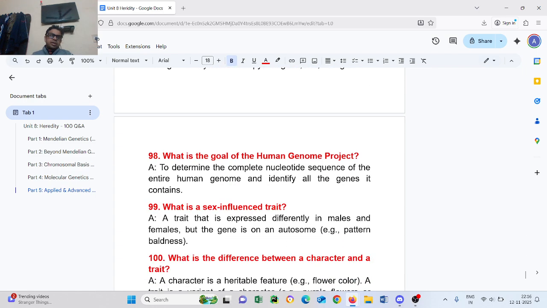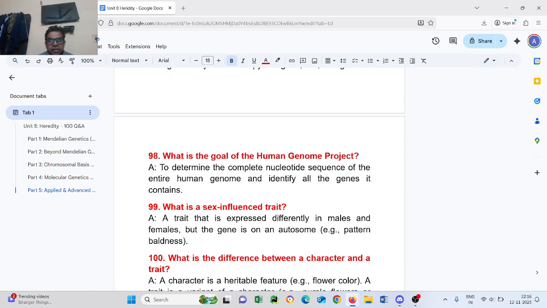Question number 99. What is a sex-influenced trait? A trait that is expressed differently in males and females, but the gene is on an autosome. Example: pattern baldness.